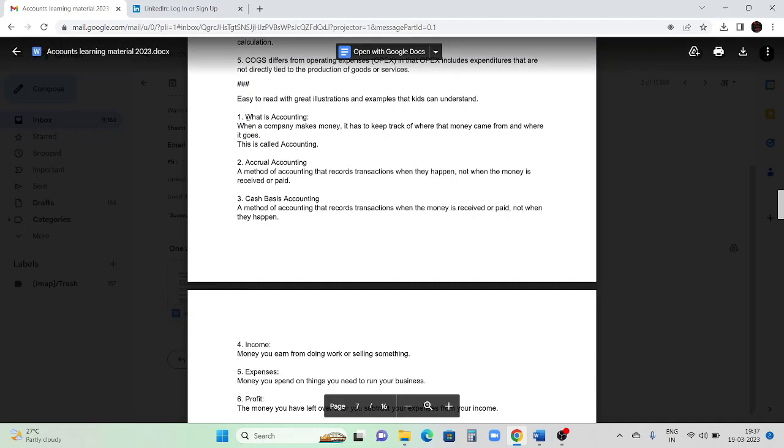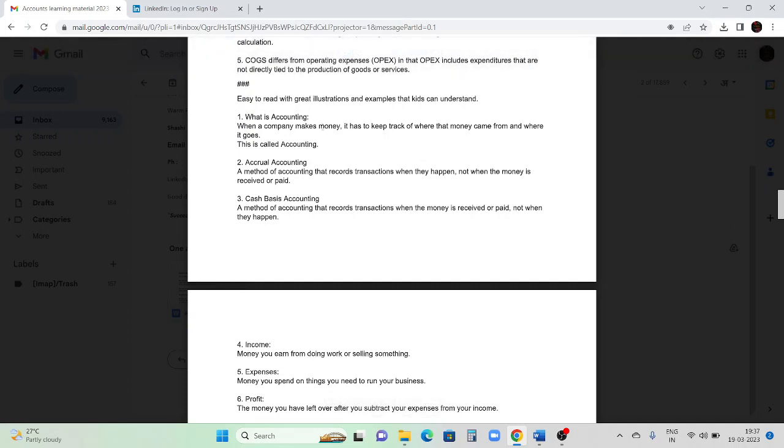What is accounting? When a company makes money, it has to keep track of where that money came from and where it goes. So usually you would have seen that we keep track of records, bookkeeping, accounts, where the expenses and losses, profit, gain, loss, income, everything is noted down. Accrual accounting is the method of accounting that records transactions when they happen, not when the money is received or paid.